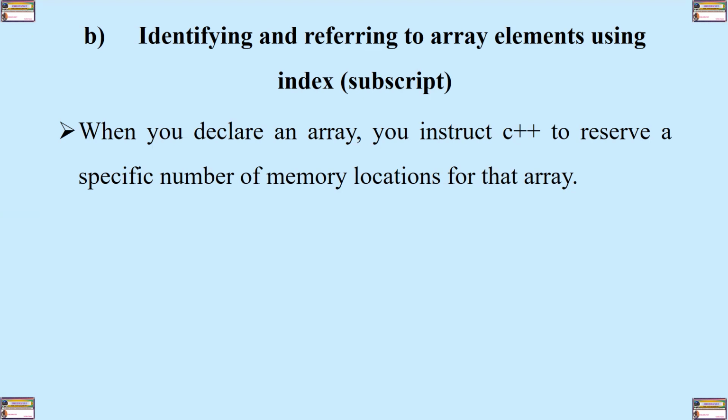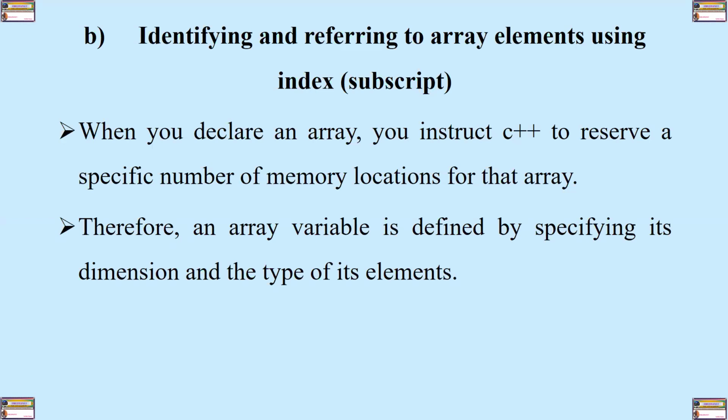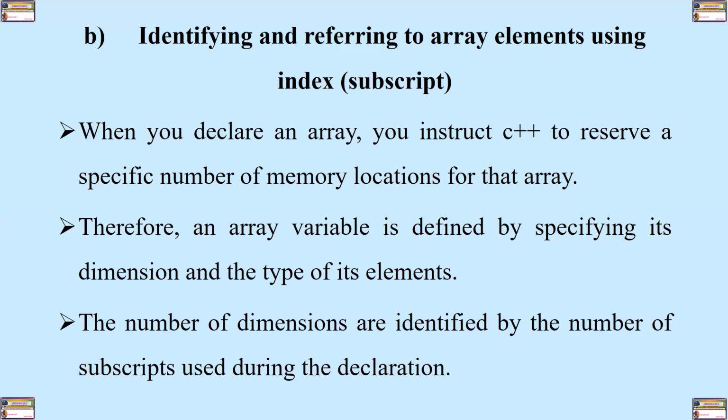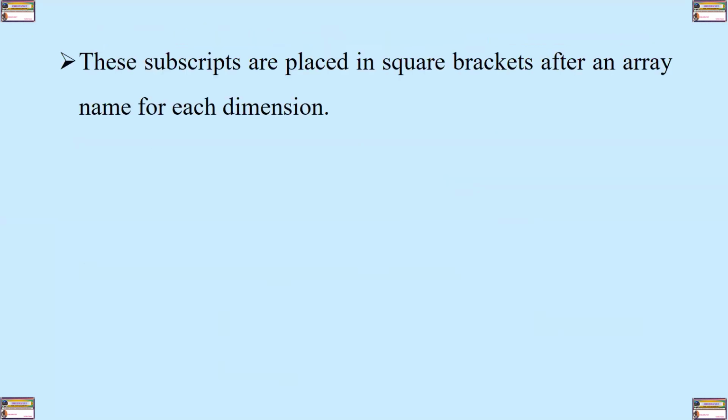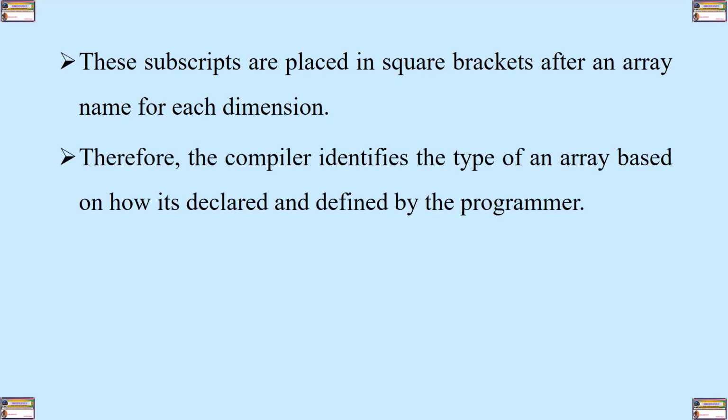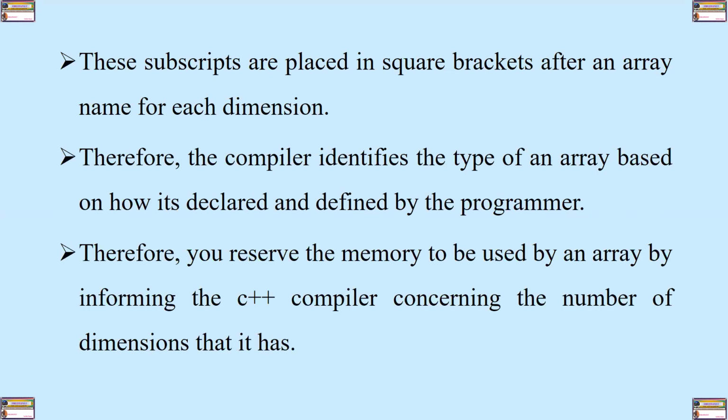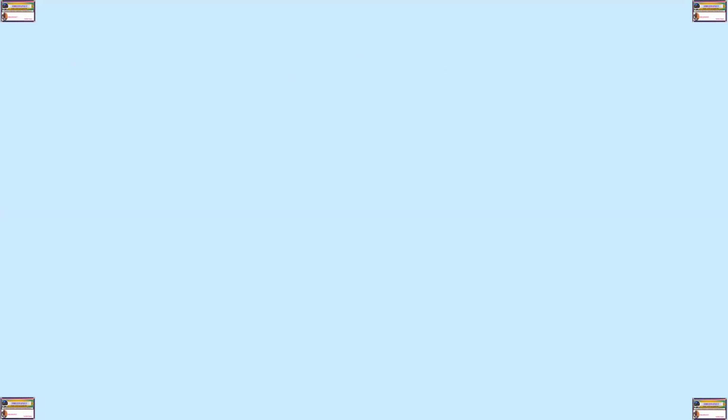So when you declare an array, you instruct C++ to reserve a specific number of memory locations for that array. Therefore, an array variable is defined by specifying its dimension and the type of its elements. The number of dimensions is identified by the number of subscripts used during the declaration. These subscripts are placed in square brackets after an array name for each dimension. Therefore, the compiler identifies the type of an array based on how it's declared and defined by the programmer. You reserve the memory to be used by an array by informing the C++ compiler of the number of dimensions that it has.